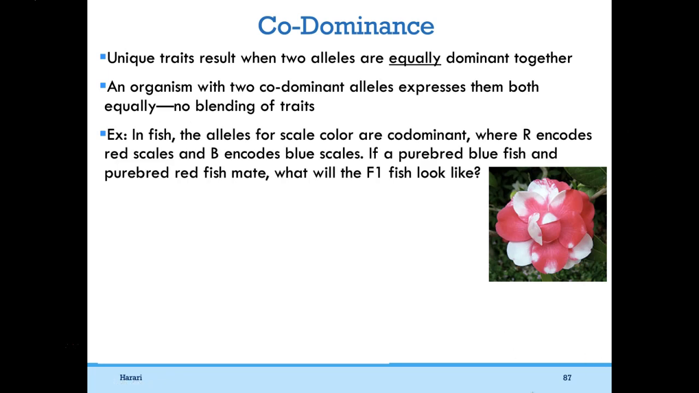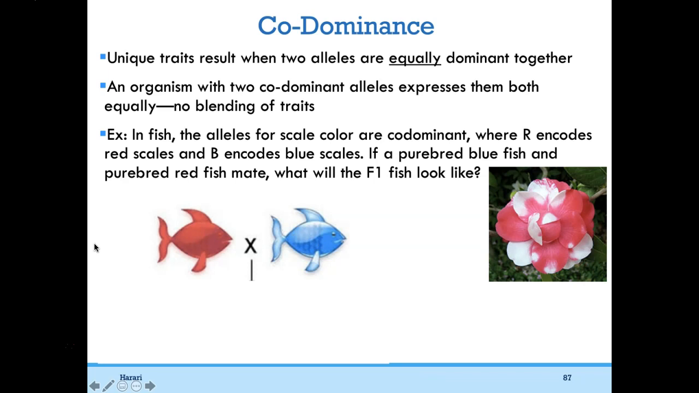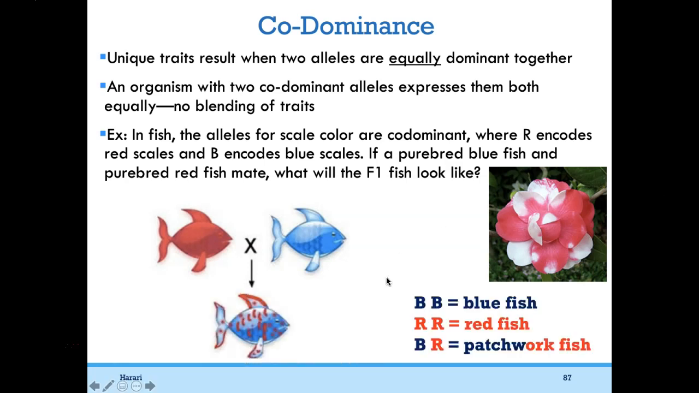Let's look at a different example. In fish, the alleles for scale color are codominant, where R encodes red scales and B encodes blue scales. If a true breeding blue fish and a true breeding red fish mate, what will the F1 fish look like? Because you're told that they're codominant, this is unlike a Punnett square that we've done before. So what are the genotypes of these 2 fish? We know that they're purebred, or true breeding, so they have to be homozygous. This must be BB. This must be RR.